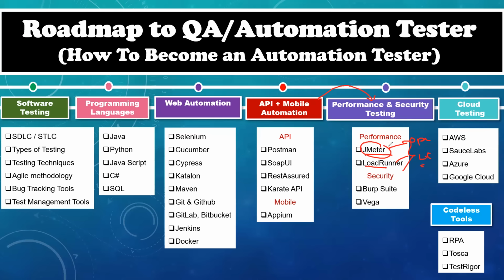JMeter is open source, so people use JMeter to perform performance testing. Along with performance, we can also do API testing and API performance testing, everything, using the JMeter tool. And LoadRunner is also available in the market. If your company is using the LoadRunner tool specifically, then you can learn LoadRunner. So these are the performance testing tools available in the market.